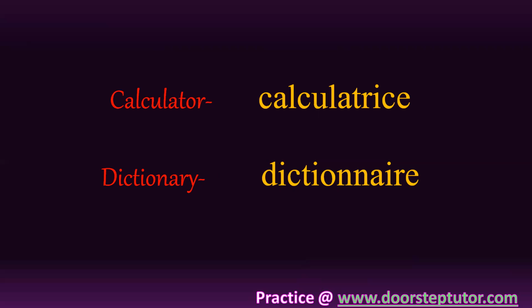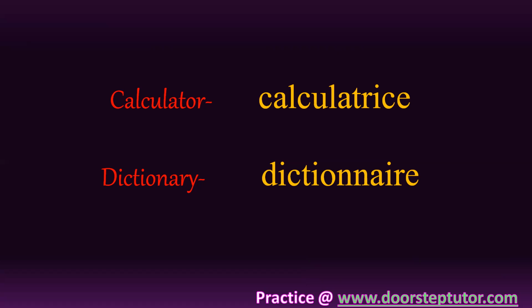Now next one, we have a calculator. Students use a calculator for performing calculations, right? So it is very easy to learn. Calculator in French is calculatrice. Listen again. Calculatrice. Okay. There's a slight modification in the spelling of the calculator and it becomes calculatrice. Okay. Then we have a dictionary which students use for their reference, for checking the meanings of some words. So a dictionary in French is dictionnaire. What is it? Dictionnaire. Okay.